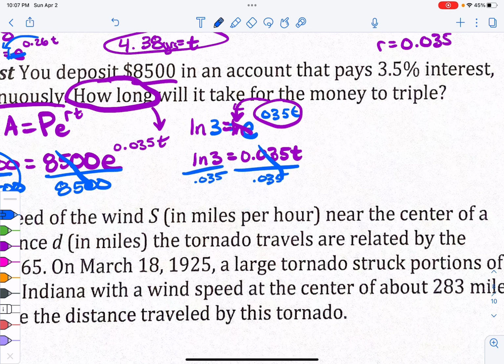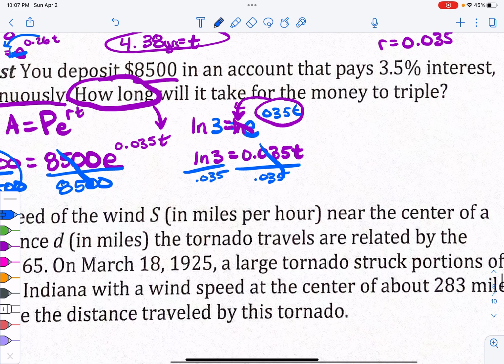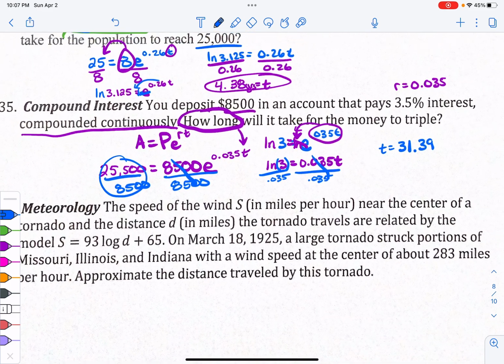If you're having any troubles in your calculator, it's probably because your calculator opens up a parenthesis on the 3, and you need to close it off before you hit divided by 0.035. If you're not getting the same number when you type it in as I do, that's probably the issue. So ln of 3, or maybe I'm just doing it wrong, I don't know. That's totally a possibility as well. I got 31.39.